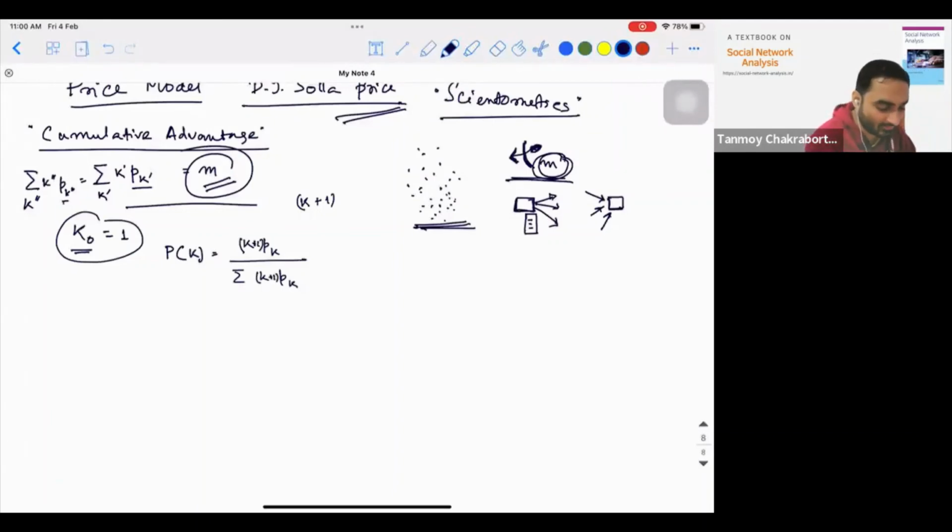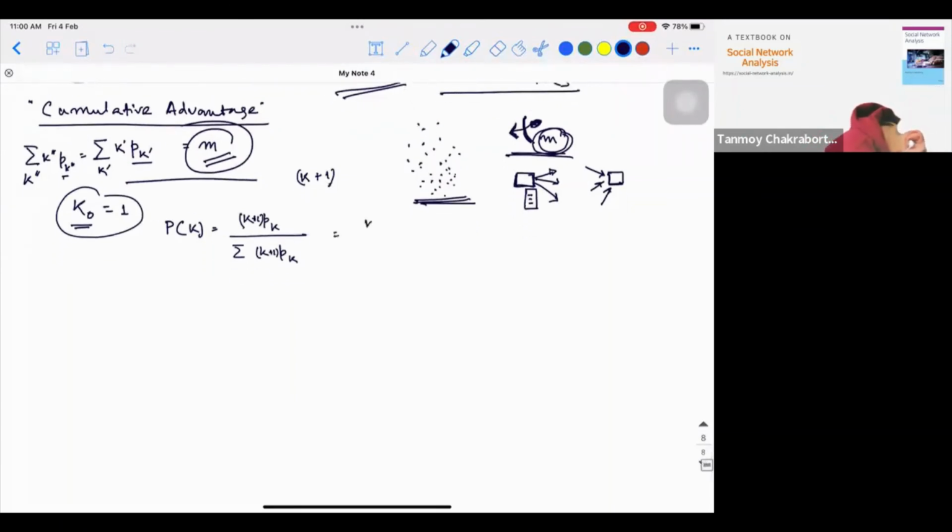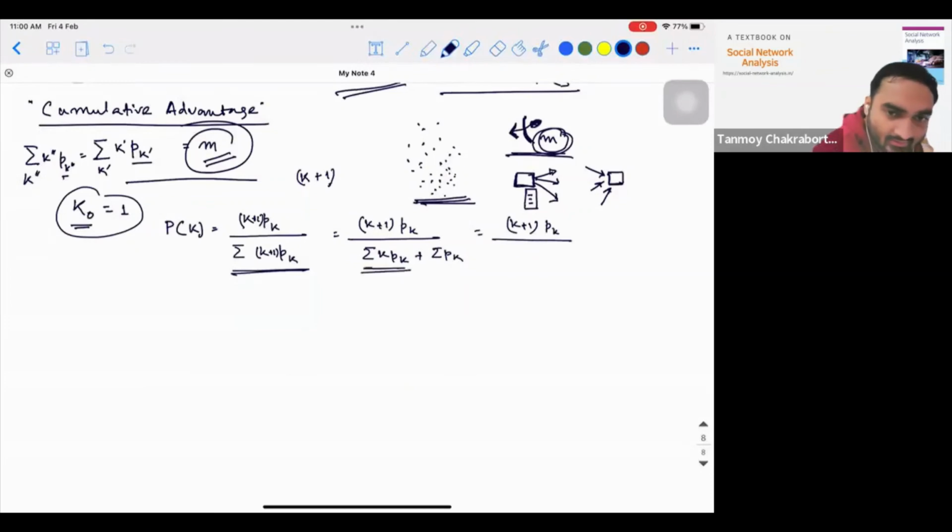Right? This 1 is the additional degree that we always consider. Okay, so this is (k+1)pk divided by... now what is this number? This is the average degree plus 1, right? Because this is k pk, the summation of pk. So this is (k+1)pk divided by... now this is what? This is the sum of degrees, which is the number of edges. This is a directed graph, so the number of edges would be m, right? Plus this is 1, this is 1, this is the sum of the degree distribution.